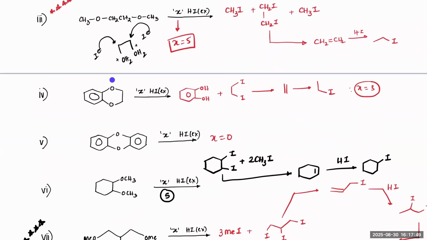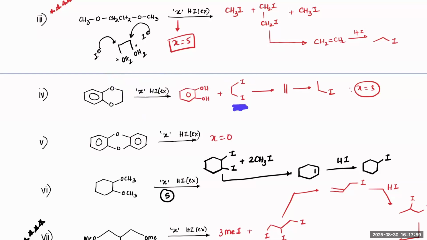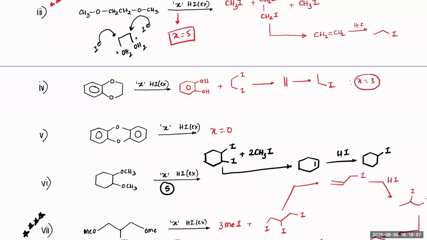Same way. If at all I protonate here and here, I minus will attack here, I minus will attack here, break this out. I'll get catechol and vicinal iodides. Vicinal iodides are unstable, you'll get a double bond. Again, 1 more HI can be added. So total 3. And if both sides we have phenyl groups, no reaction, so X is 0.